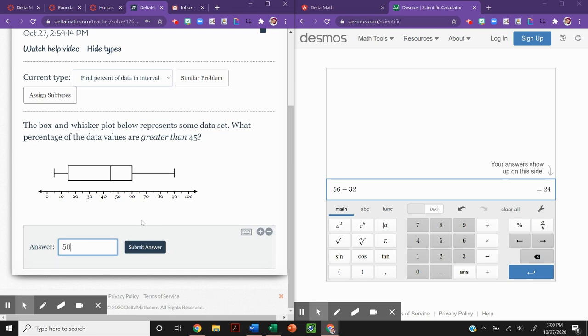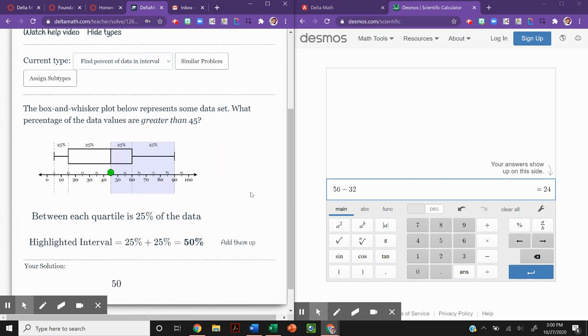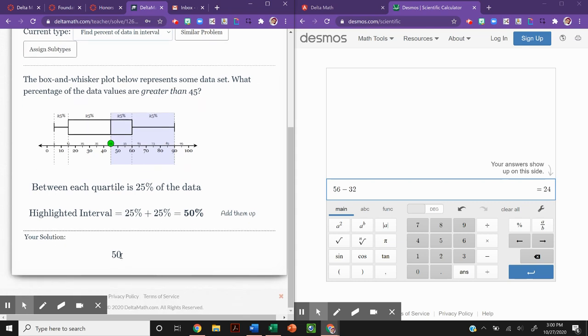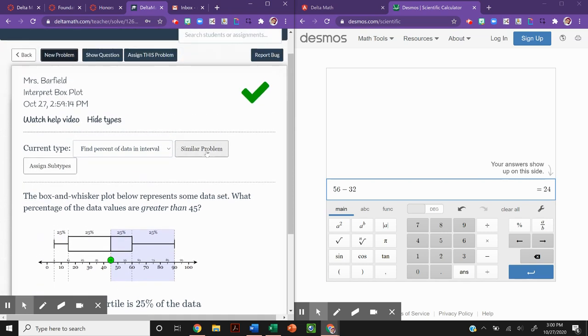Now, I honestly do not know if I need to type in a percent symbol, so I'm just going to hit submit my answer and see what happens. I got a green check. See how you can now see really clearly what I was talking about in terms of 25, 25. 50%. It looks like you could have typed in the percent symbol and it would have calculated it correctly. Let's do one more like this just so you're sure.